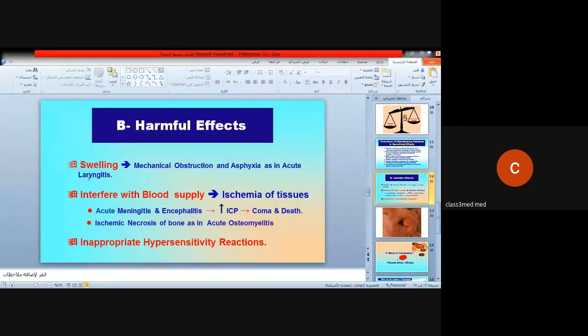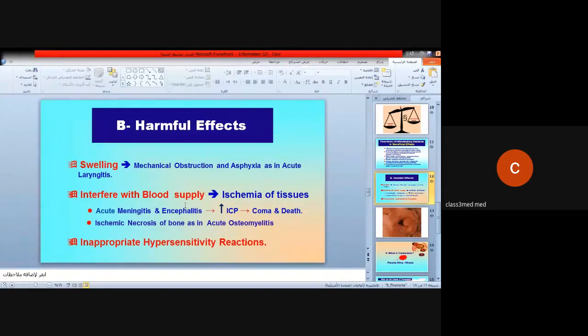Also, swelling interferes with the blood supply, because swelling of tissue causes pressure on the blood supply and obstructs the blood supply, leading to ischemia of the tissue, as in cases of acute meningitis and encephalitis, causing pressure on the blood vessels in the brain, leading to ischemia of the brain tissue with increase in the intracranial pressure, causing coma and death of the patient.